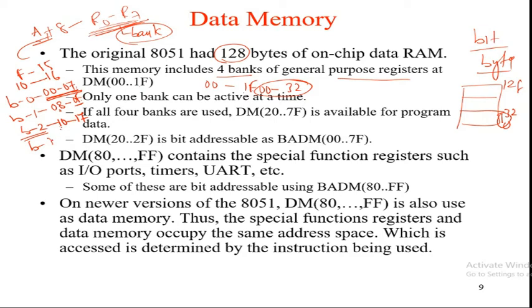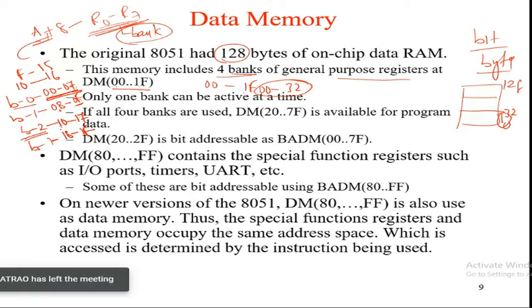Total 8 addresses. What is the starting address of bank 3? 18. Yes. What is the last address of bank 3? 1F. Yes. See, the four banks of general purpose registers are from 00 to 1F. Bank 0 is 00 to 07, bank 1 is 08 to 0F, bank 2 is 10 to 17 and bank 3 is 18 to 1F.